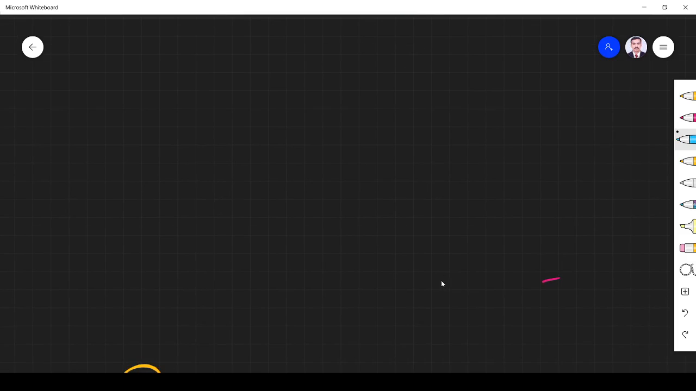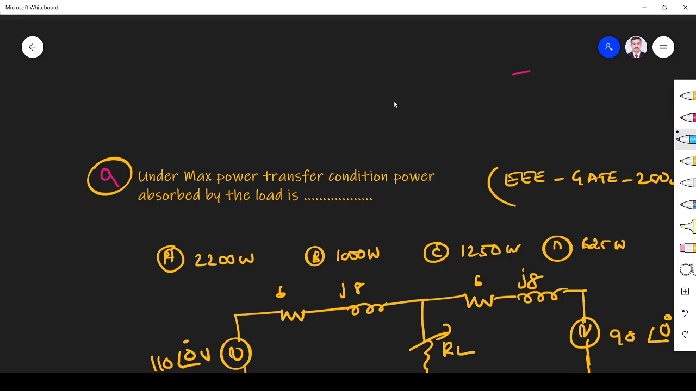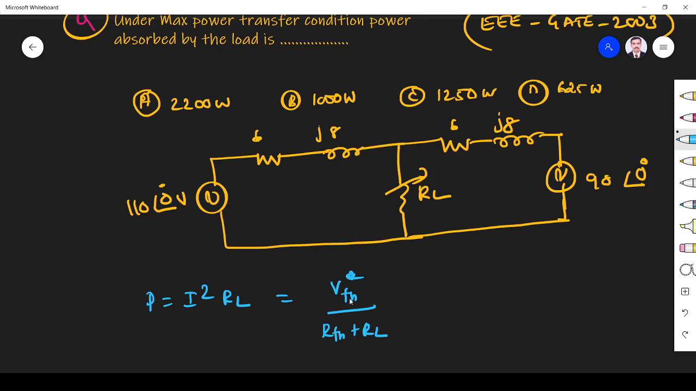Okay, the next question is, under maximum power transfer condition, the power absorbed by the load RL. So they ask for maximum power, and I need the current. First I have to find power. P is equal to I squared RL. I is Vth by Rth plus RL, so we have to find Vth by (Rth plus RL), squared, into RL.